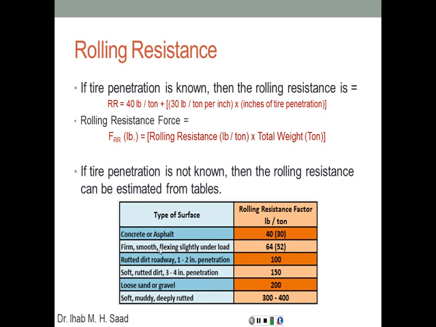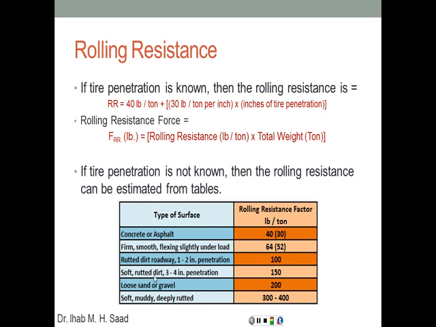Firm, smooth, flexing slightly under load. So we're not talking about the paved road, we're talking about a compacted dirt road, for example. That's going to be up to 64 pounds per ton. Rutted dirt roadway, 1 to 2 inches of penetration, is going to be 100, which is basically the 40 plus 30 pounds per ton per inch times 2 inches, which is 60. So 40 plus 60, that's 100 pounds per ton.